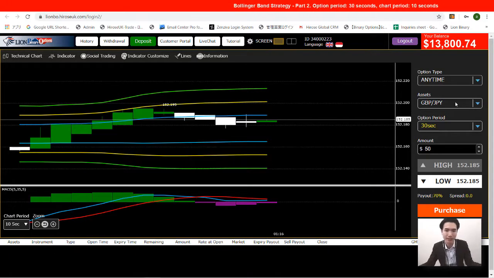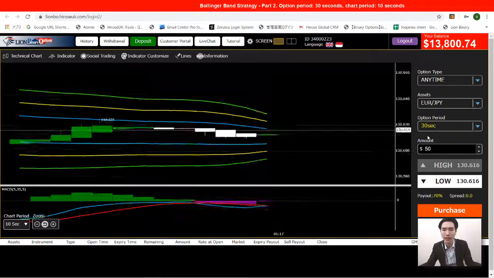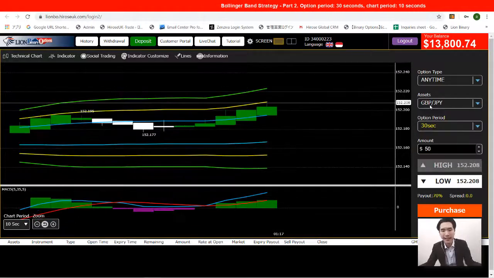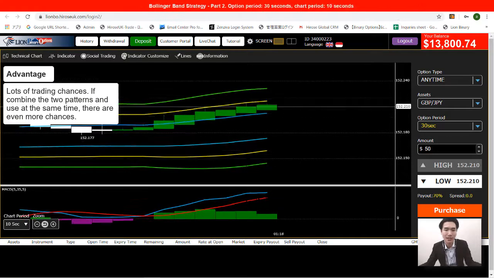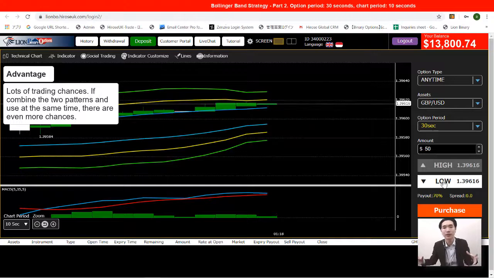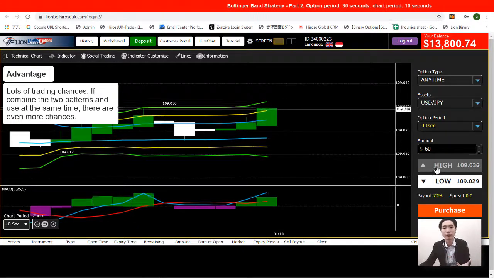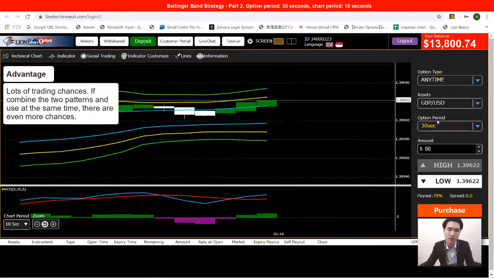I'm still having 2 profitable trades, so I'm just going to make one more trade here. The good thing about this strategy is that it gives you a lot of trading chances. If you combine the 2 patterns together, it will give you even more chances. So that's the advantage of this strategy.